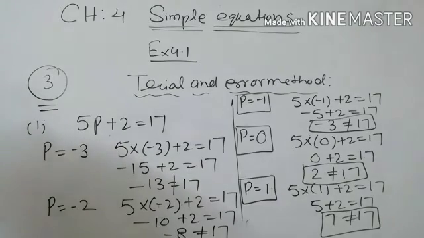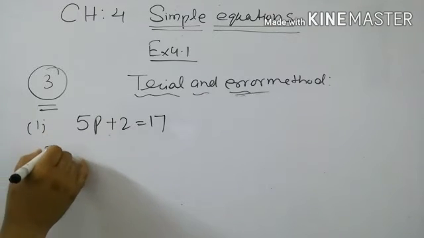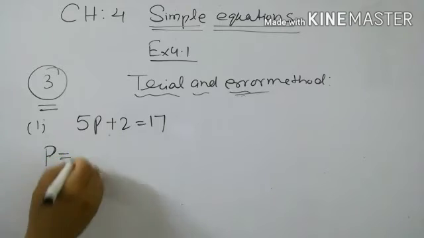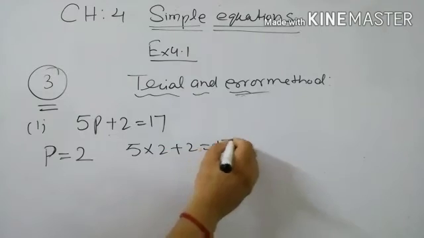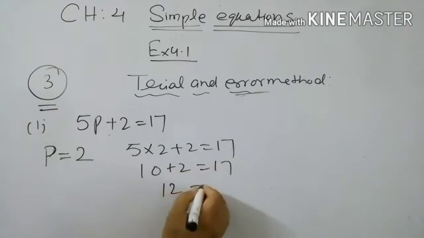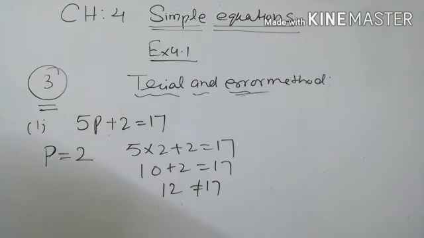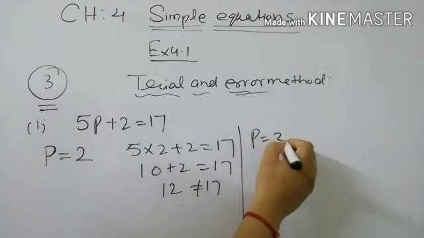Now we put p equal to 2. So we get 10 plus 2 equal to 17. 12 is not equal to 17. Again an error.